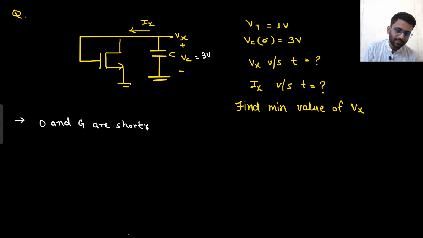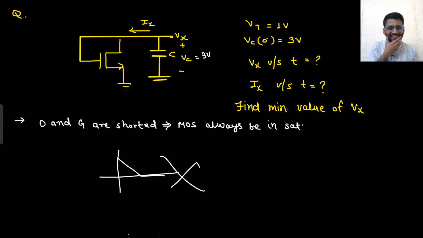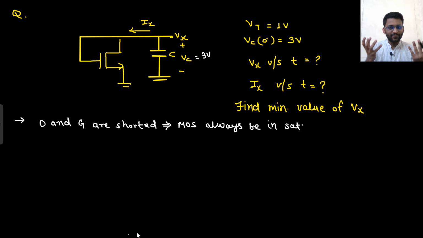What does it show? The MOS will always be in saturation. So you can directly replace it with the current source, and the Vc value will go from 3 to 0 volt like this. Wrong. Why so? Let's check that out, because it is not that straightforward. This assignment is special. So this is not that straightforward.